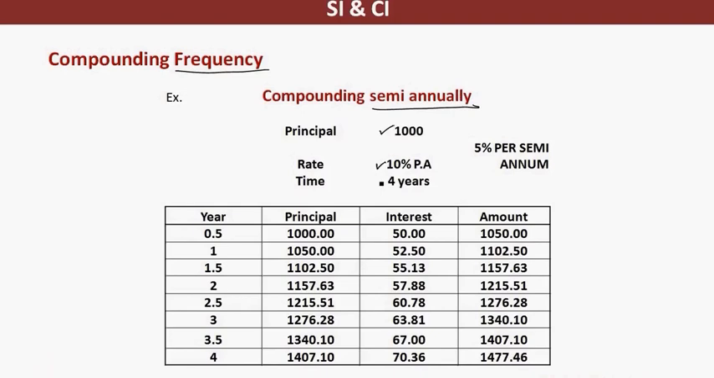Let's understand it with the help of an example. I'm taking the same example. I've started with 1000 rupees. The rate is 10% per annum and the time is 4 years. But the compounding now is happening semi-annually. So if the compounding is happening semi-annually, I will convert this per annum rate into a semi-annum rate. The rate would be divided by the number of time periods in a year. In a year, you have 2 semi-annuals. So a rate per annum would be divided by 2 to give you a rate per semi-annum.